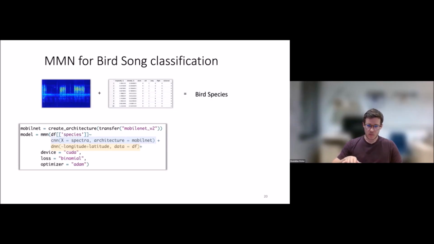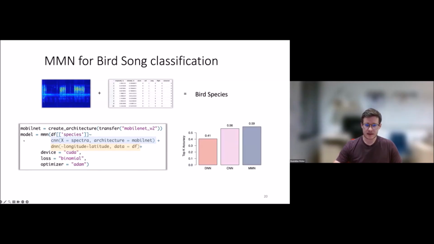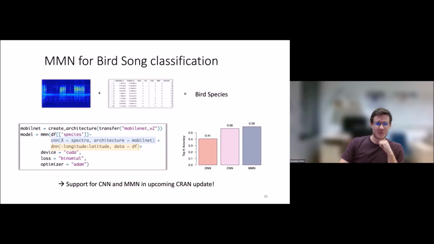And in cito, we can combine these two architectures in this function, which we call mmn. So we have a CNN branch for the images, and then we have a DNN branch for the tabular data set, and then the response is the species. And then again, you see you have the loss function and the device and the optimizer. And here in this example, we see that it improves the performance over the CNN and the DNN. And we hope that we can get this on CRAN in the upcoming update, which I hope I can finalize in the coming weeks.